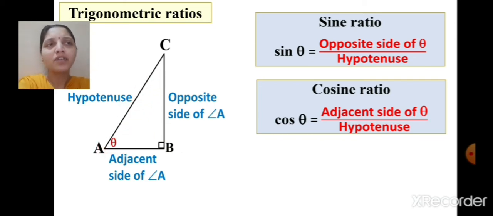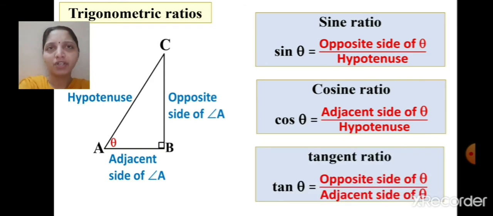After that we have learned tangent ratio. It can be written as tan theta. So what is the formula for tan theta? Correct. Opposite side of theta upon adjacent side of theta. So what is the opposite side here? It is side BC and adjacent side is side AB. So your ratio becomes BC upon AB. So this will be your tan theta.